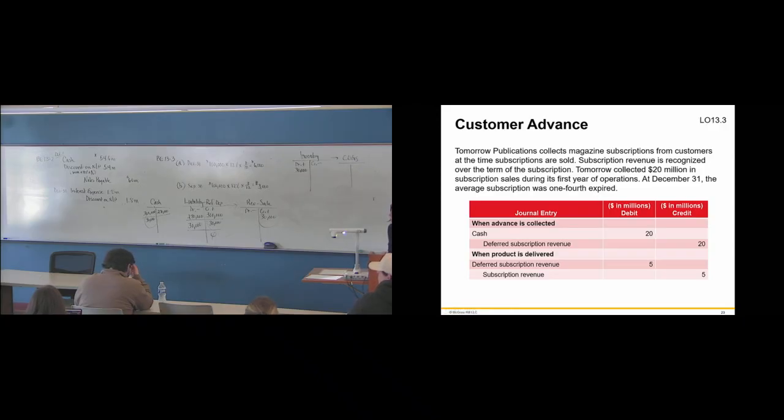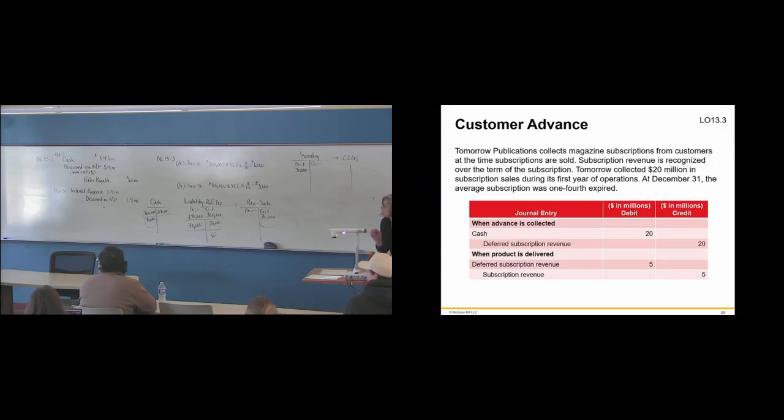Tomorrow Publications collects magazine subscriptions from customers at the time subscriptions are sold. Subscription revenue is recognized over the term of the subscription. Tomorrow collected $20 million in subscription sales during its first year of operations. At December 31st, the average subscription was 1/4 expired. Why do you suppose they're doing average? How many subscriptions do you think it takes to equal 20 million? Too many to do them individually, right? So they're doing an average of the number of subscriptions expired.